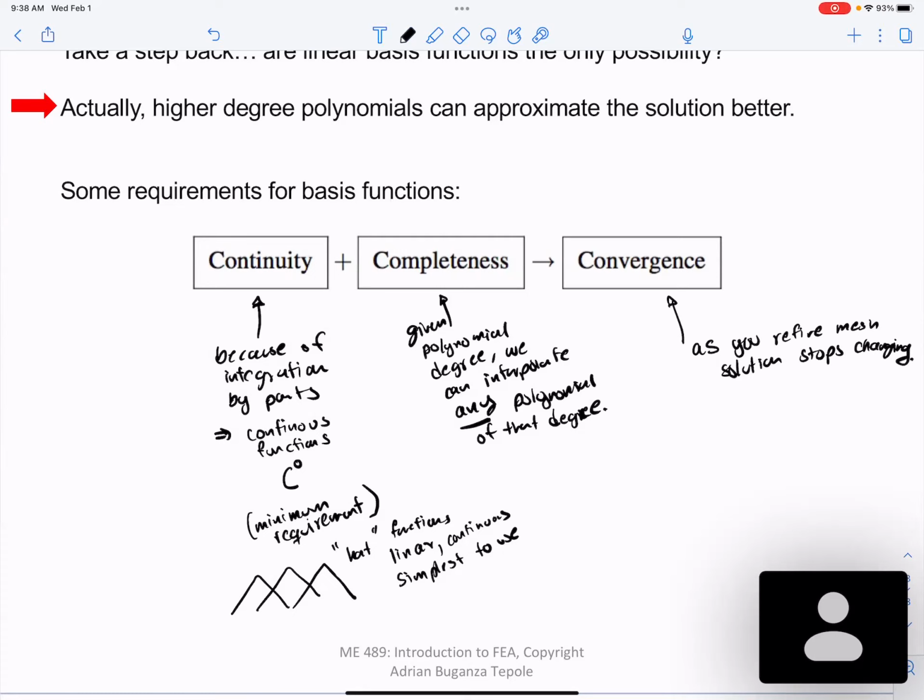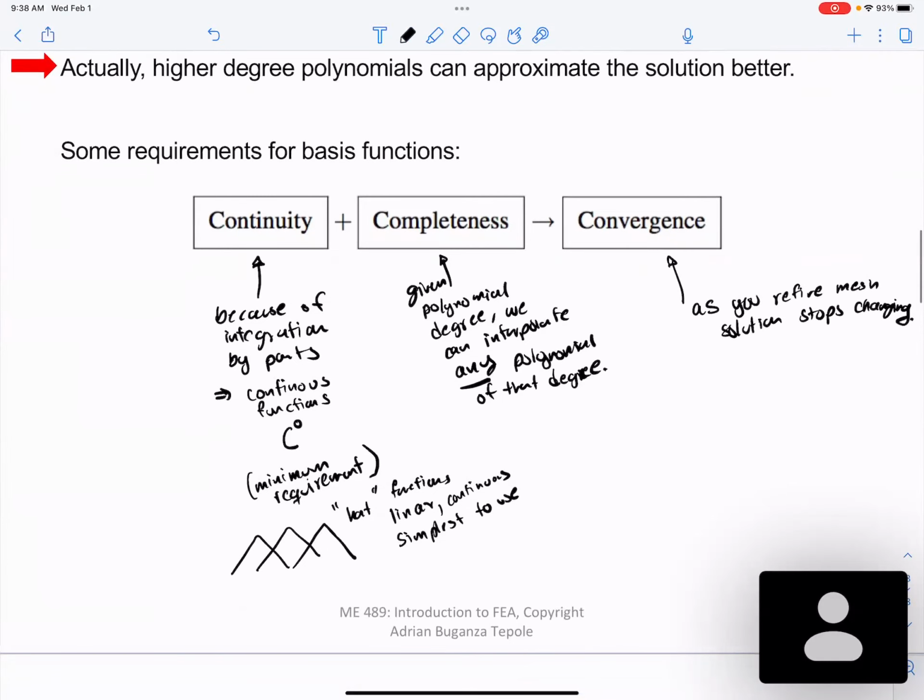Again, that's just a little bit of theory. We won't really worry too much about this. This is just something for you to know.